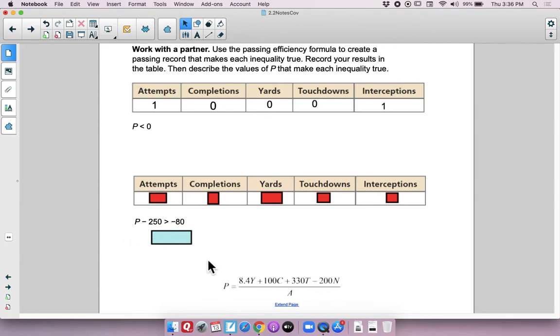Okay, what about this one? P minus 250 is greater than negative 80. Well, that doesn't really tell me what P is. I had to solve for it. So I'm going to add 250 to both sides, which means that P needs to be greater than 170.